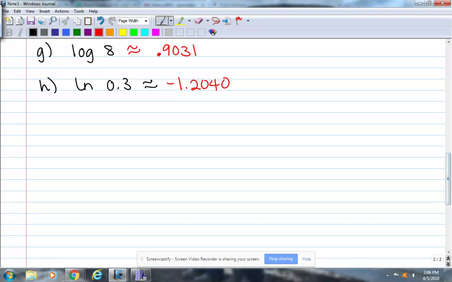So now we're going to learn about logarithm properties. Mm-hmm. Not right now. There's tissues right there. Step outside if you need to.